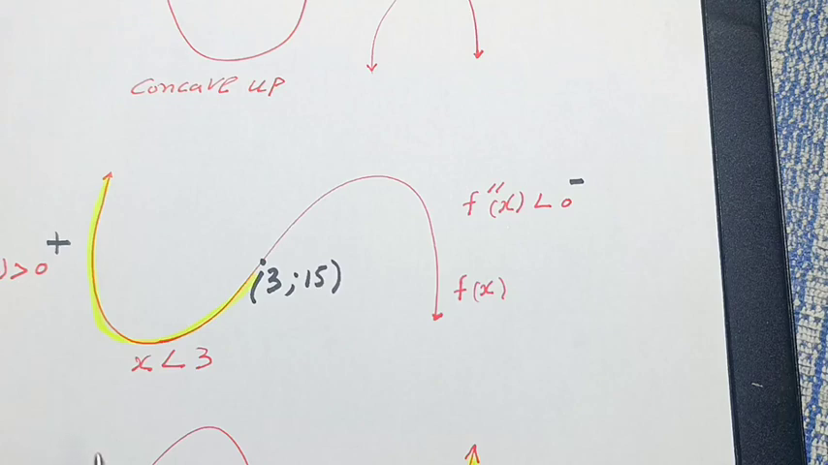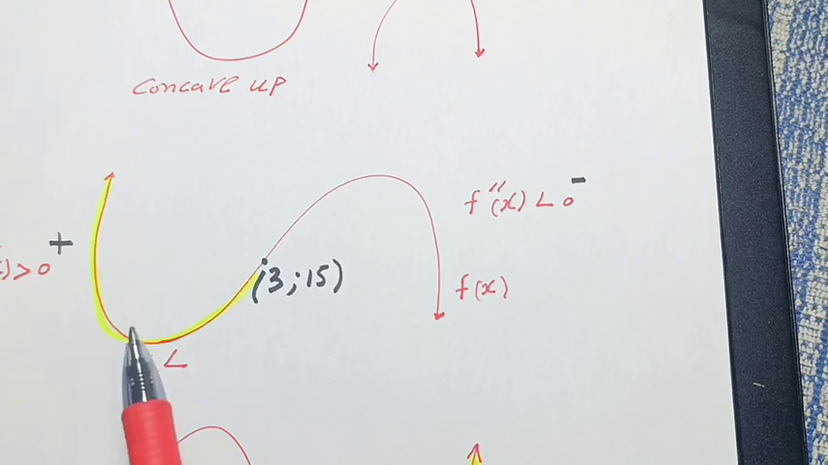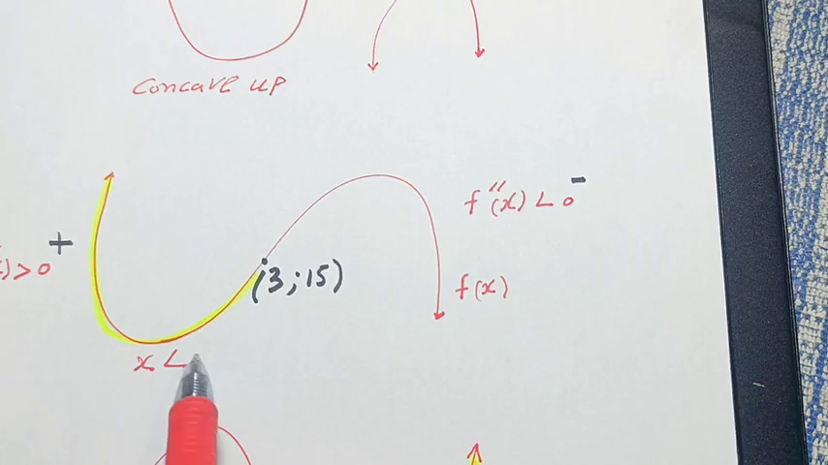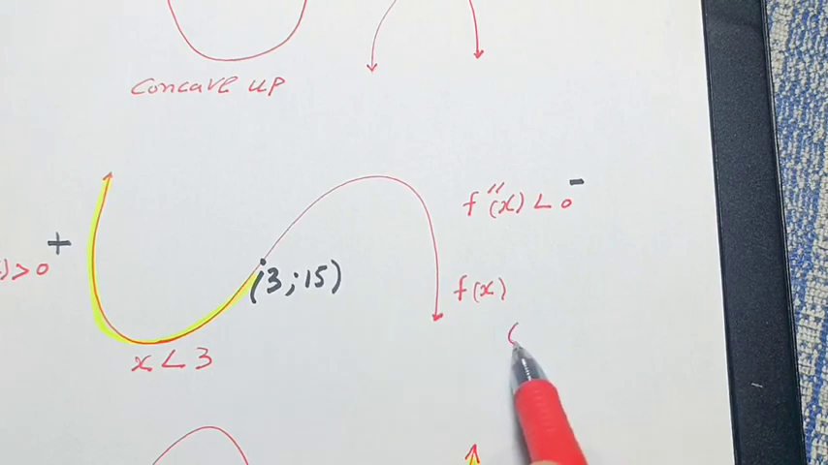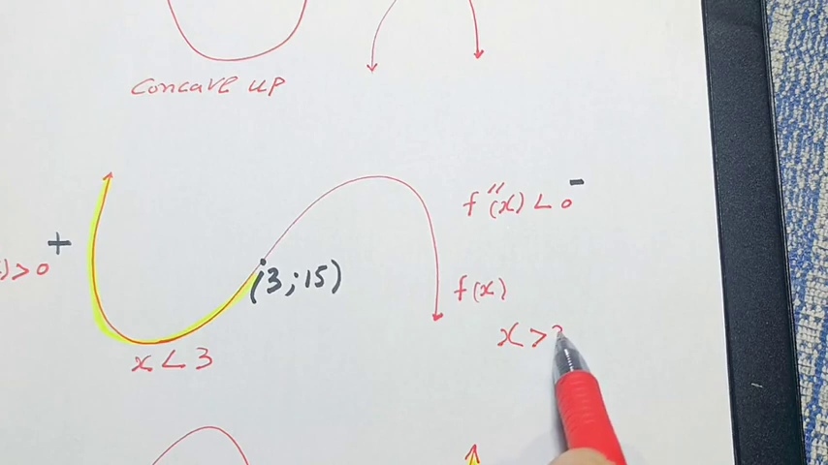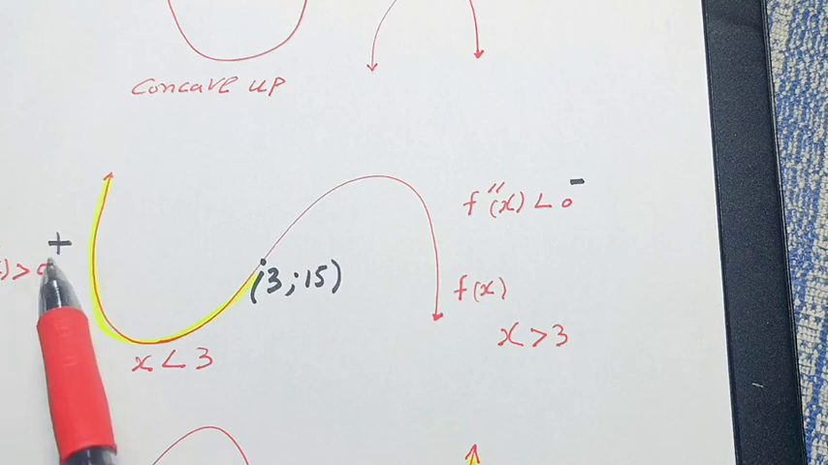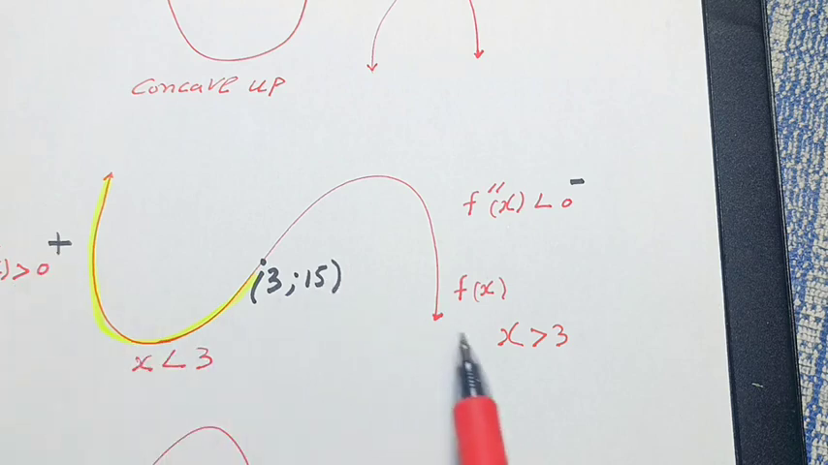So if you need to give the answer for which values of x f is concave up or concave down, the graph is concave up, so you're going to say x less than 3. Concave down, x greater than 3. And the second derivative is positive for x less than 3. Second derivative negative for x greater than 3.